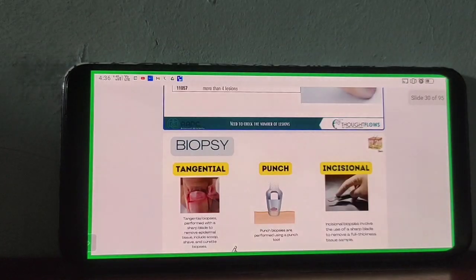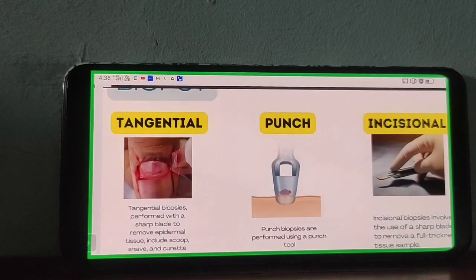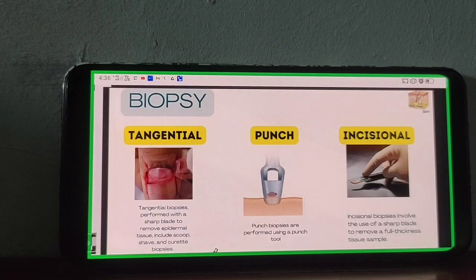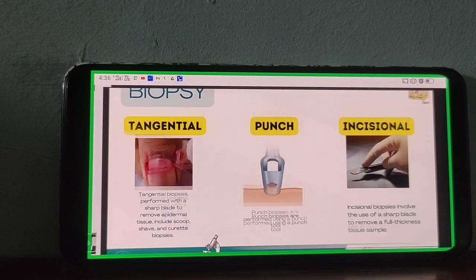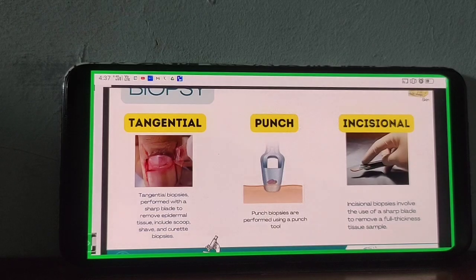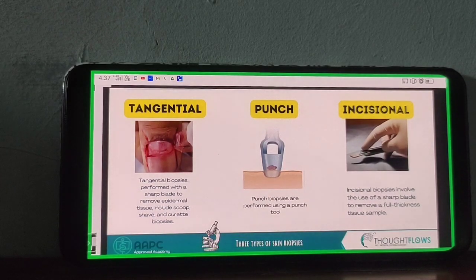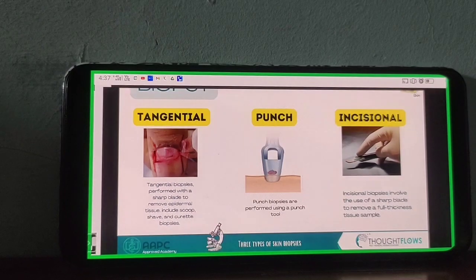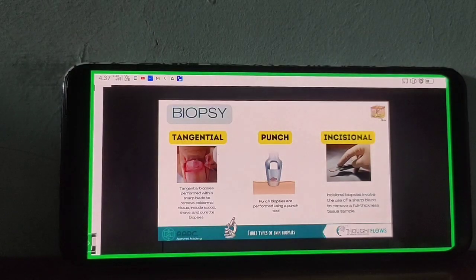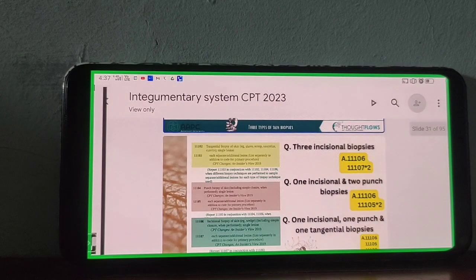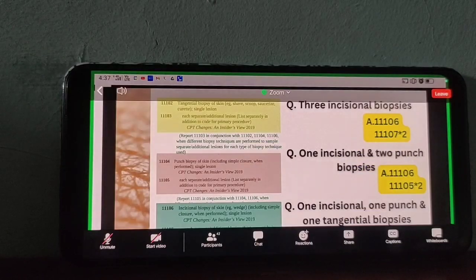Now biopsy. These are the biopsies: tangential biopsy, punch biopsy, and incisional biopsy. In this code section, we have to report only one primary code. Actually, in debridement, we are reporting more than one primary code at the same time. Am I right?